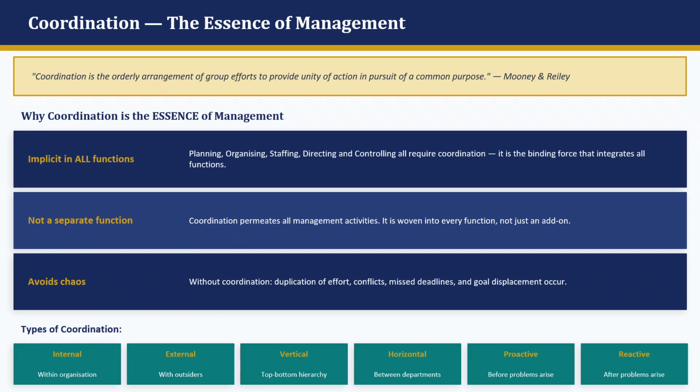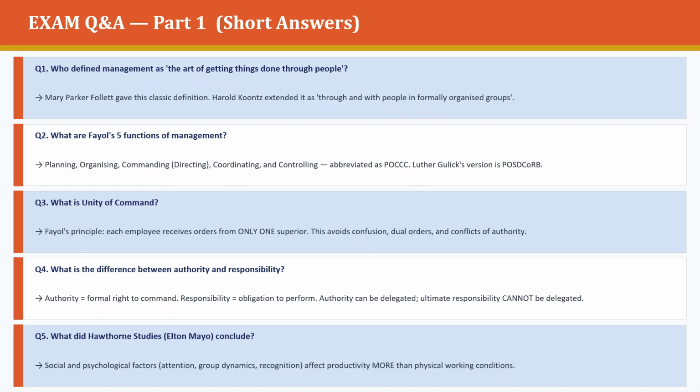Without coordination, organizations may face duplication of efforts, conflicts, and inefficiencies. Coordination can be internal or external, vertical or horizontal, and proactive or reactive. It ensures unity of action and smooth functioning of the organization.